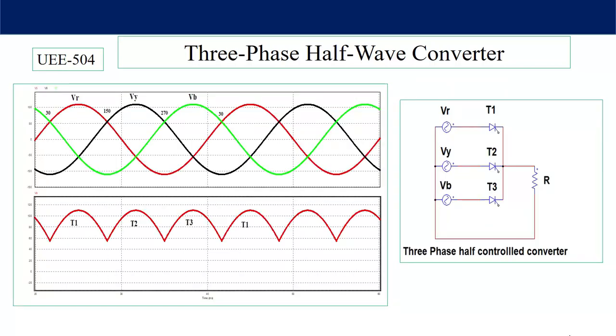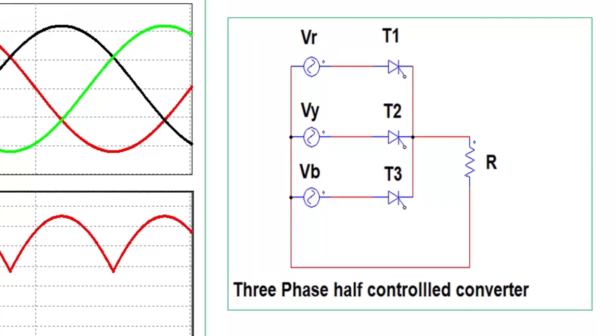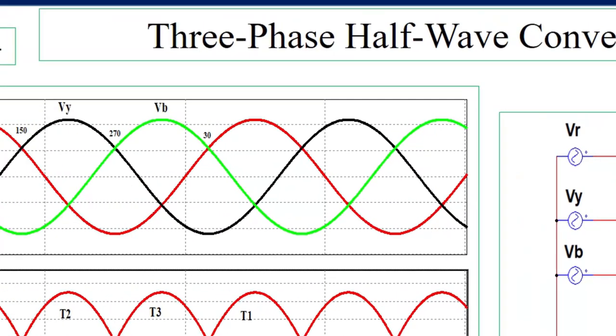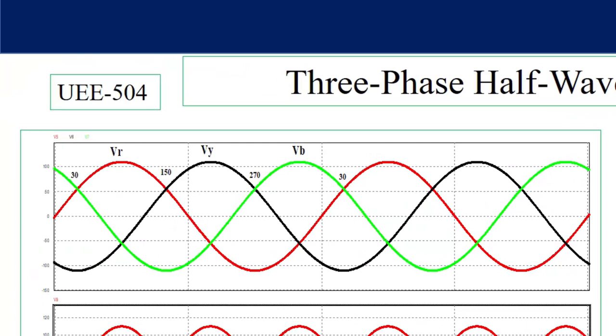Let's take an example of this three-phase half-wave converter. Here three AC supply voltages VR, VY and VB are connected across three thyristors T1, T2 and T3. A resistive load is connected as shown in the figure. Let's assume VY is lagging VR by 120 degrees and VB is lagging VR by 240 degrees. So let's see the waveform. VR, VY, VB are the three-phase supply voltages connected across this converter.